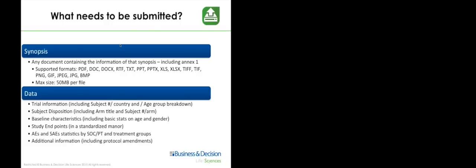I'm now going to cover what needs to be submitted. We can separate out what needs to be submitted into two sections. Firstly, the study synopsis. Now you can upload the synopsis that is according to Annex 1 of the ICH3 guidance. There are multiple supported formats, but you do need to be aware of the 50 megabyte file size.